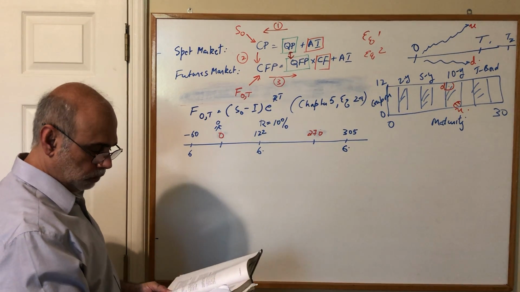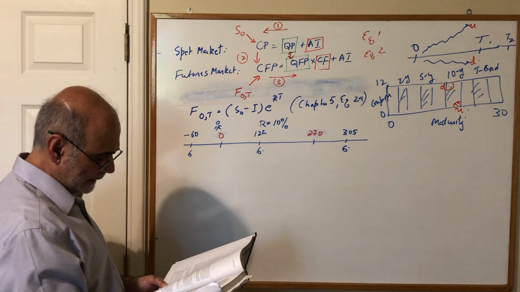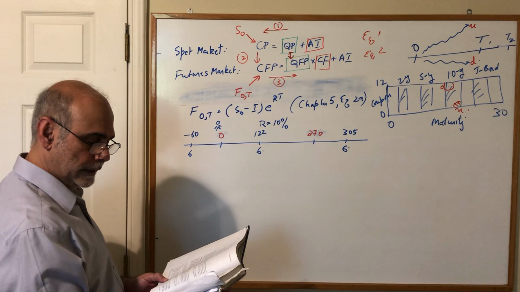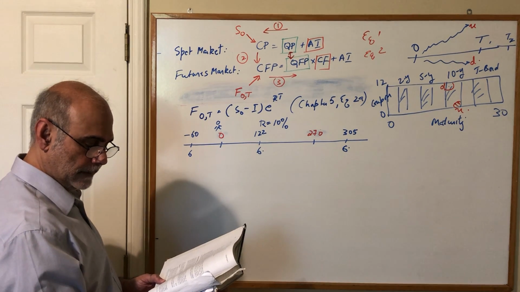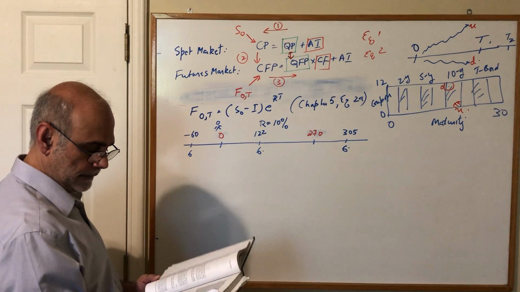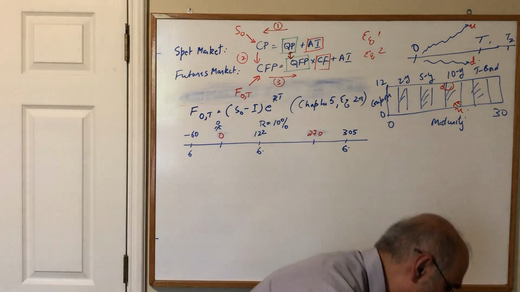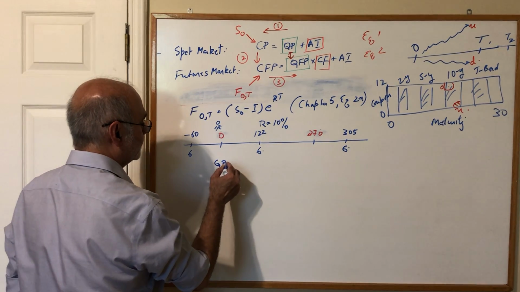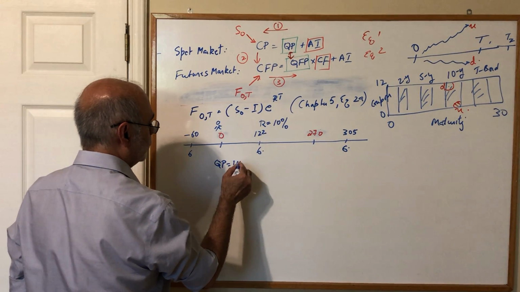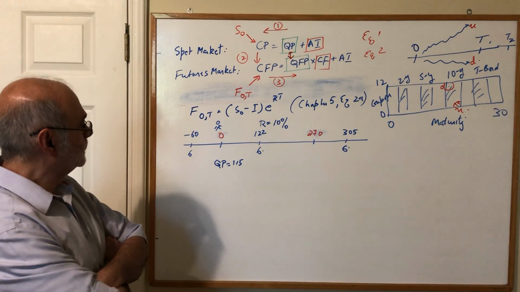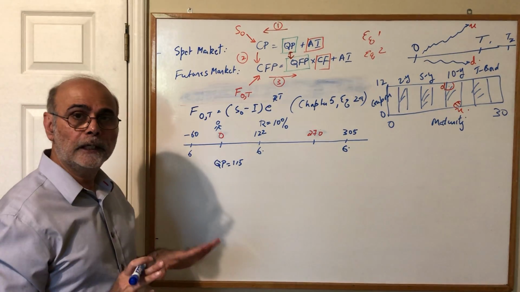Reading the question, the term structure is flat at a continuously compounded rate of 10%. Now, assume that the quoted price is 115. So what we assume over here is that the quoted price is 115. That's what we start out with.